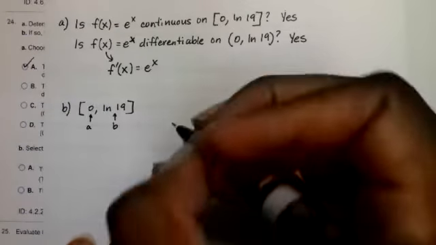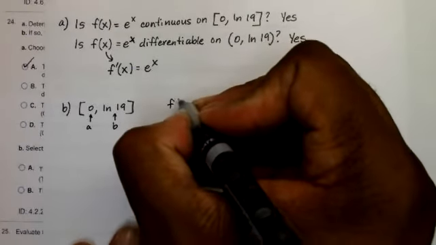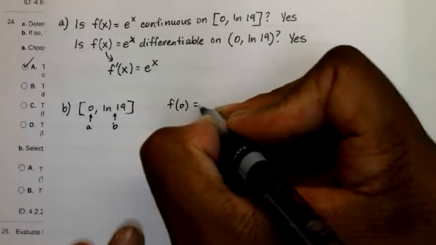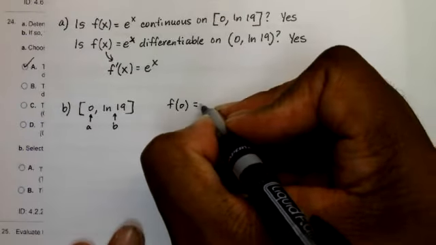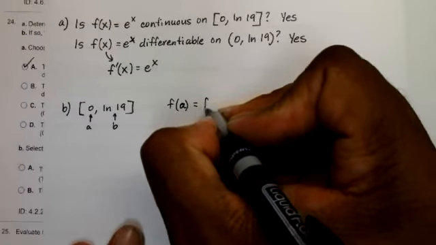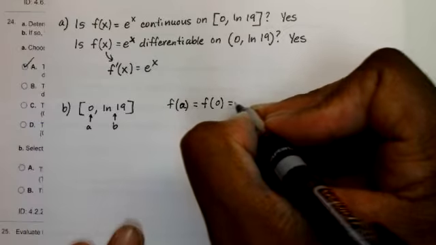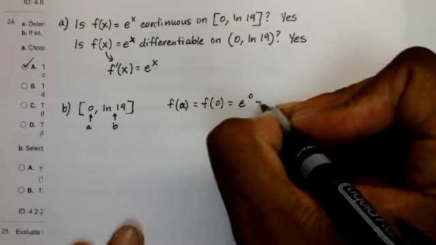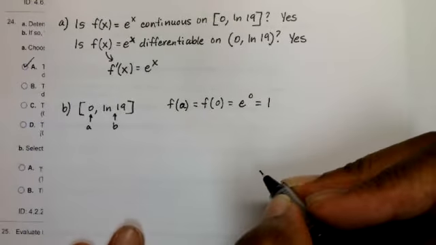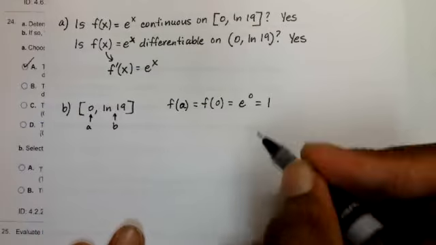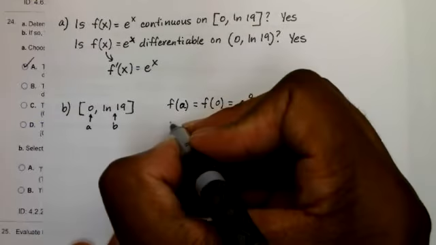And f of x is equal to e to the x, so that means that f of A, and A is 0, so f of 0 will be e to the 0, that's going to be 1. Any non-zero number to a power of 0 is going to be 1.